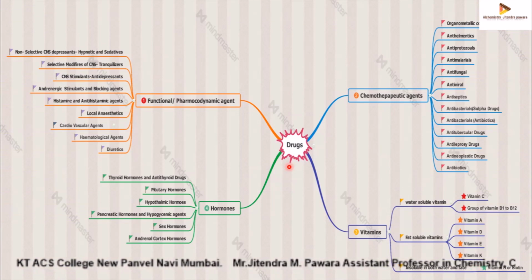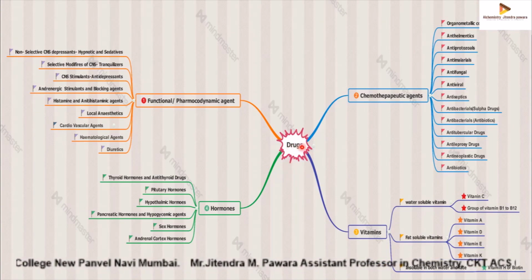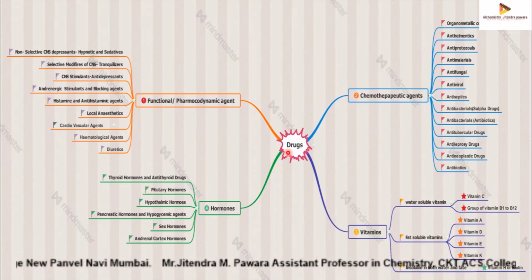Now today we are going to learn classification of drugs in detail. On the basis of therapeutic action, the drugs can be classified into four broad types. First class is functional or pharmacodynamic agent. Second one is chemotherapeutic agent. Third one is vitamins. Fourth one is hormones. So we'll see one by one.